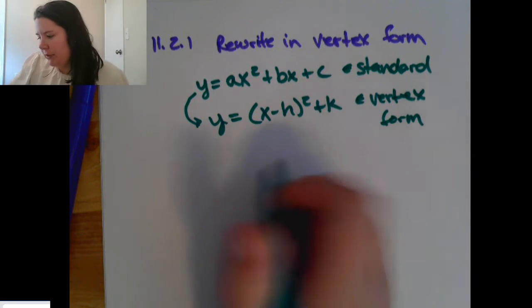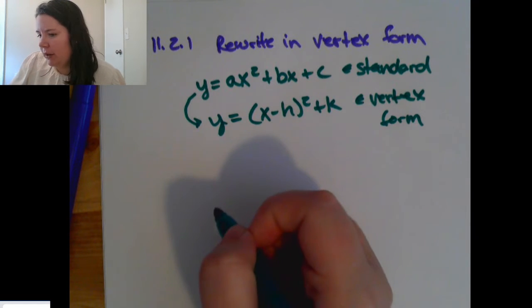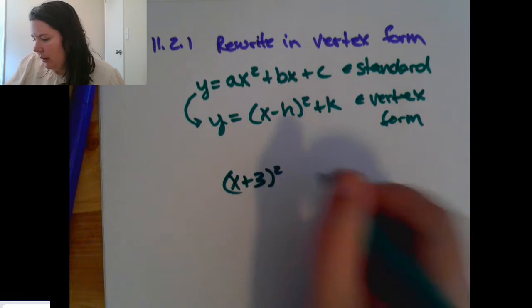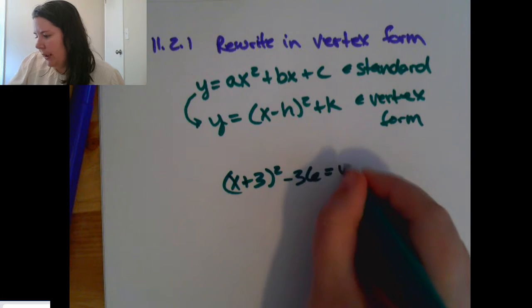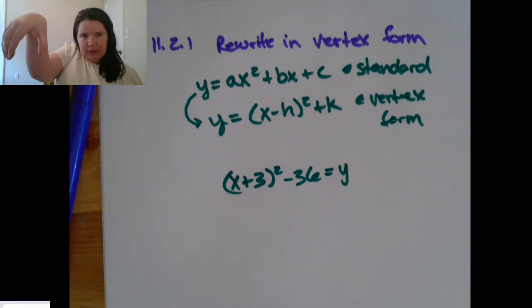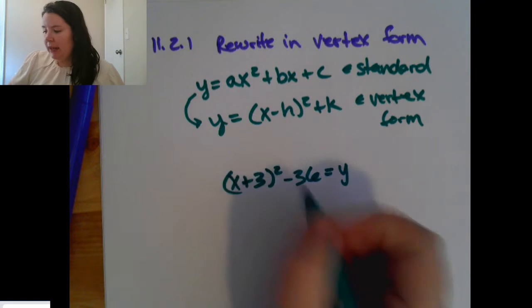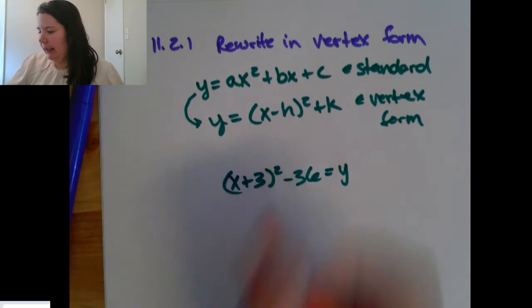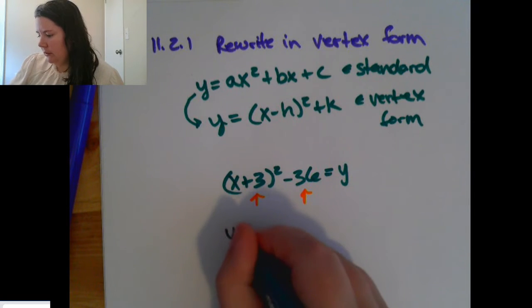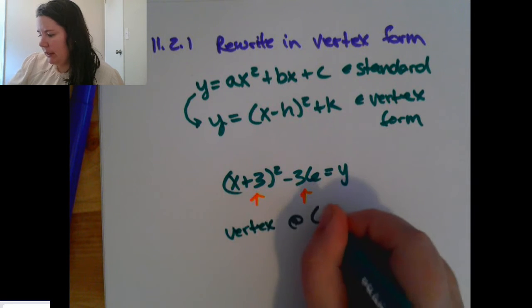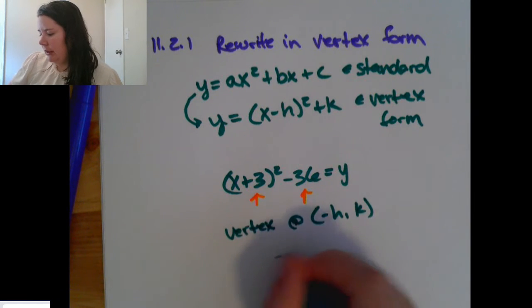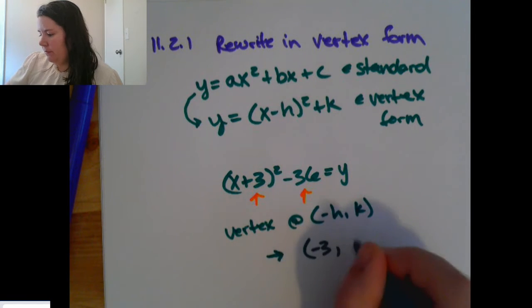And the reason why this form is useful is because if you have an equation like (x plus 3) squared minus 36 equals y, and you're asked to find the maximum, so your parabola is like this, or the minimum, you can easily just look at this formula and say, aha, here's my h, here's my k, so my vertex is at the point negative h, comma k, which in this case is negative 3, negative 36.